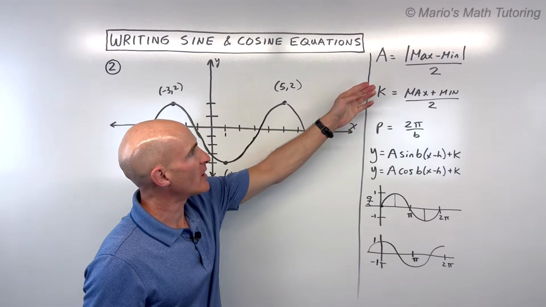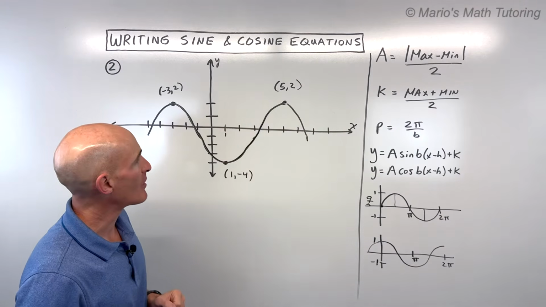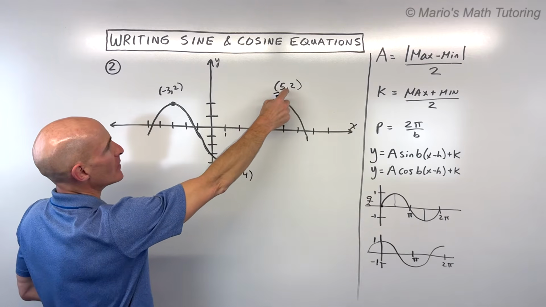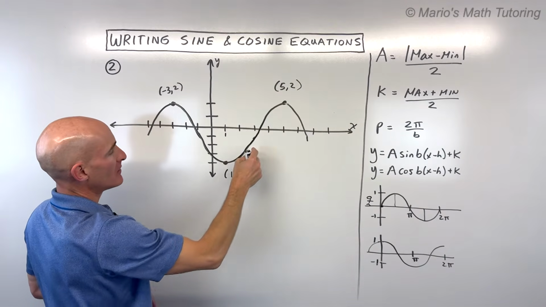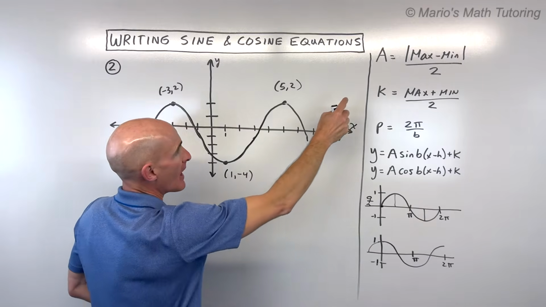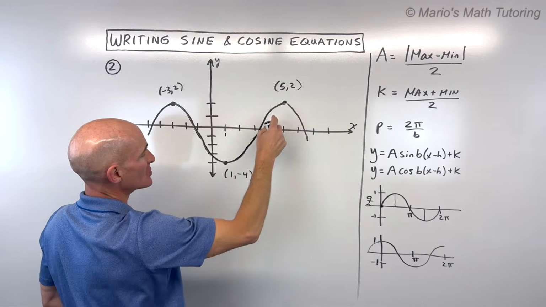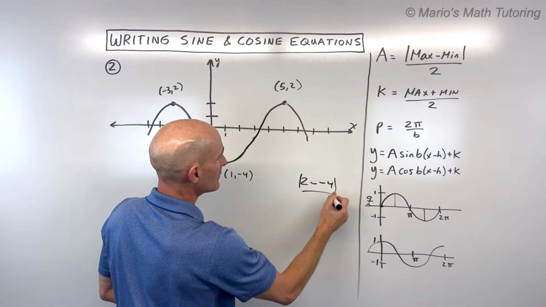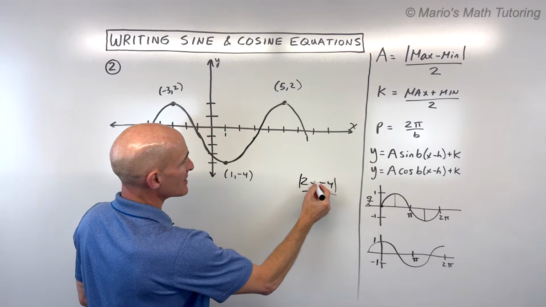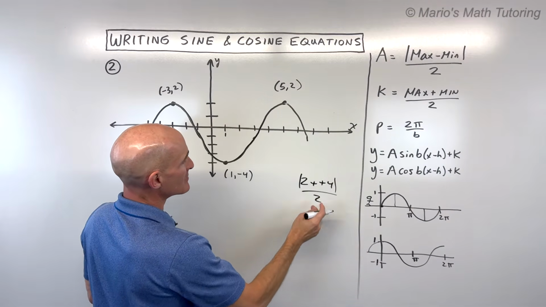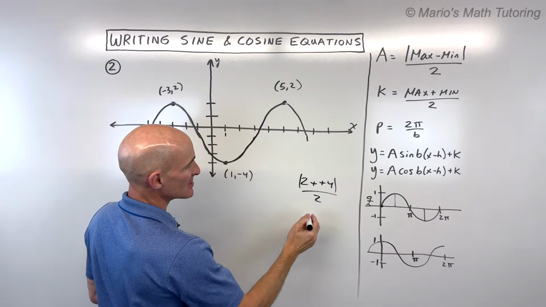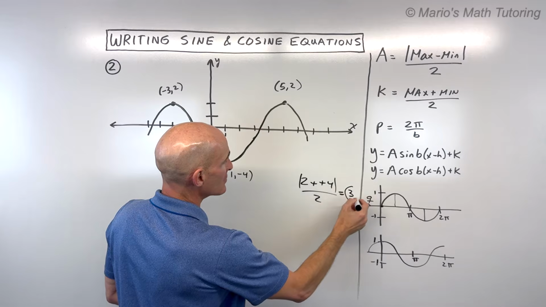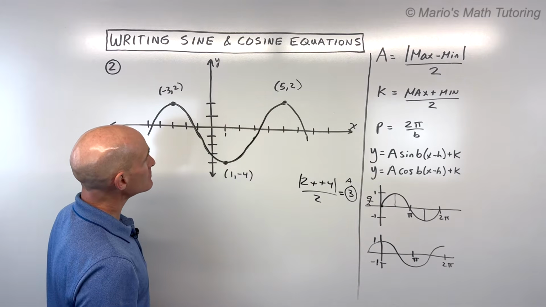But in this example here, number 2, what do you think? Let's go through it. So we want to take a look at the amplitude. Remember the amplitude is how high the waves are. We can take the maximum, meaning the high point, minus the minimum, the absolute value, divided by 2. So we've got 2 minus negative 4 divided by 2. When you subtract, it's like adding the opposite. That's 6. The absolute value of 6 is 6. Divided by 2 is equal to 3. Okay, so that's going to be our amplitude, 3.